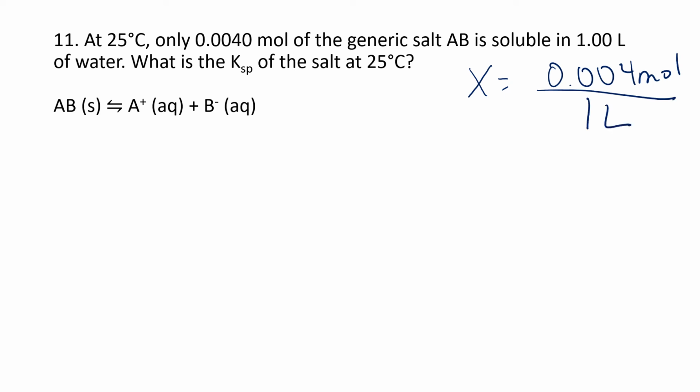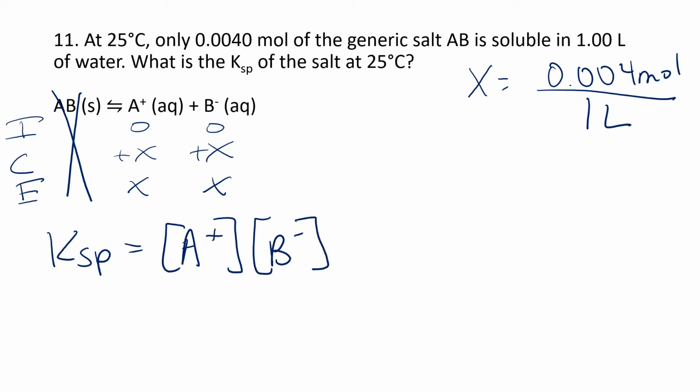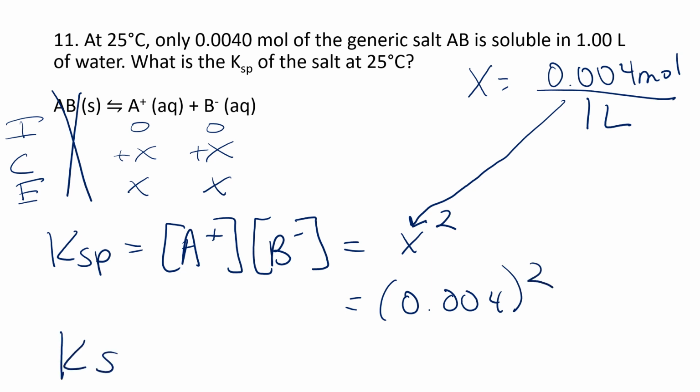Now, if I set up the ICE chart here, I'm not going to have any initial amount of the salt because it's a solid, but I'll have 0 of our A+ and B-. My change will be plus x and plus x, and our equilibrium will just be x and x. So I can set up the Ksp expression to be the concentration of A+ times B-, which is just going to end up being x squared. If I know what my x already is, I'm just going to plug that value in. So my Ksp for this equation is equal to 1.6 times 10 to the minus 5.